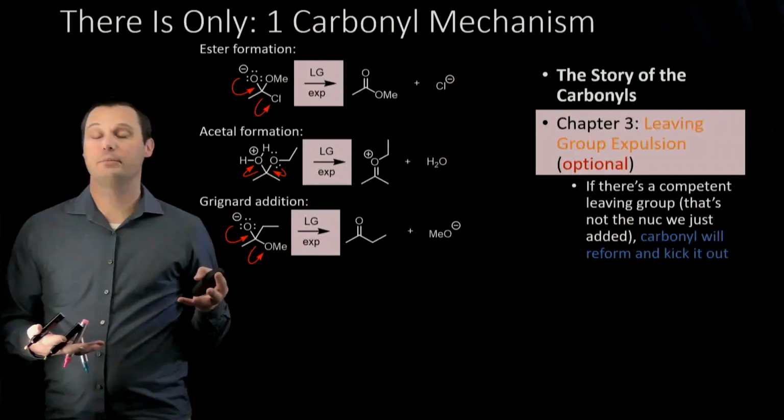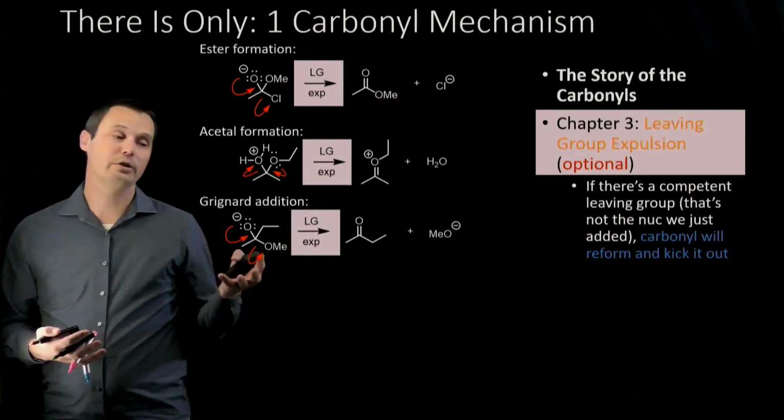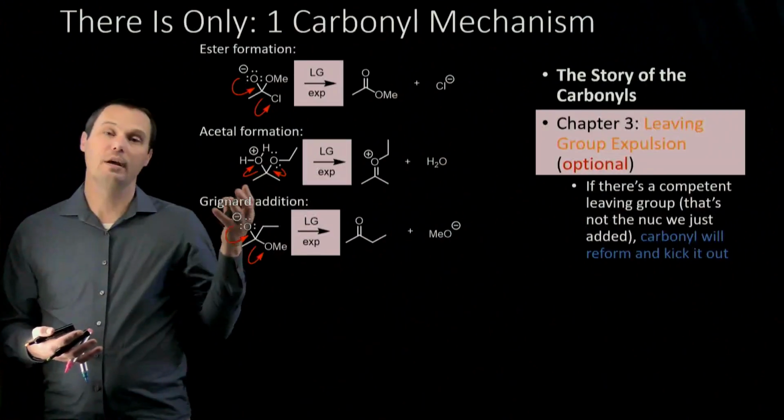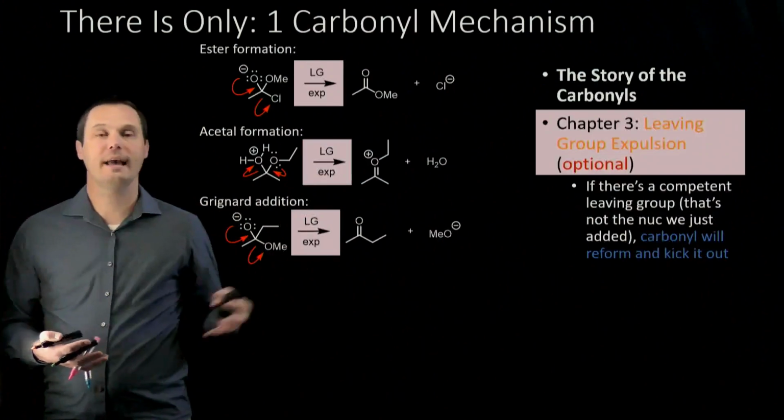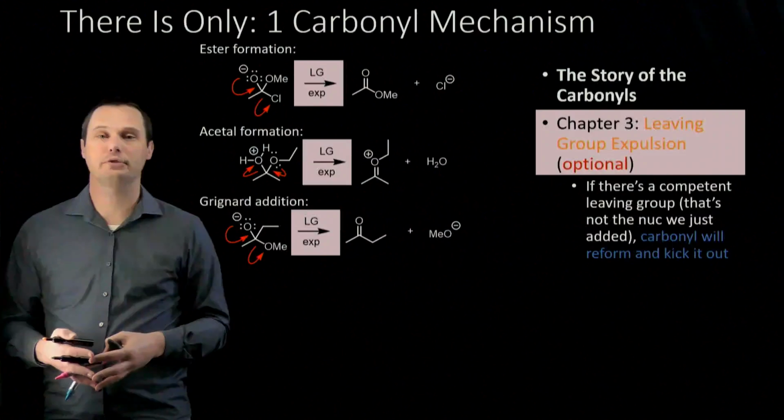Finally, we also have the example of Grignard addition to an ester. When I add Grignard to an ester, the electrons go up onto oxygen. I have a competent leaving group, the OMe-. The electrons can collapse down from oxygen to kick out that OMe- in a leaving group expulsion.